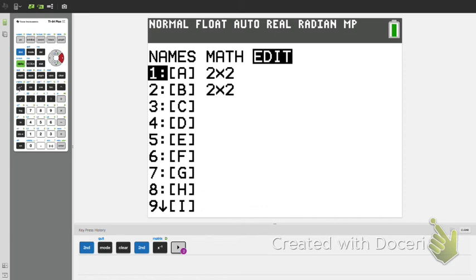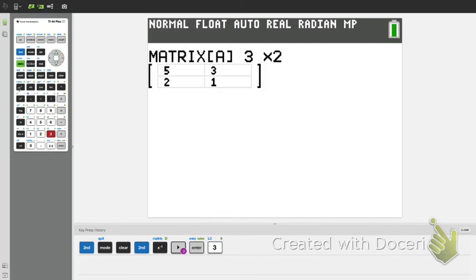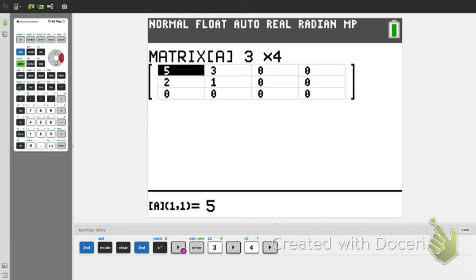So I make matrix A a 3 by 4. And it gives me 3 rows and 4 columns, which is actually kind of nice because you can check that it lines up with what you're trying to do. If you switch the numbers, you just went in the wrong order.